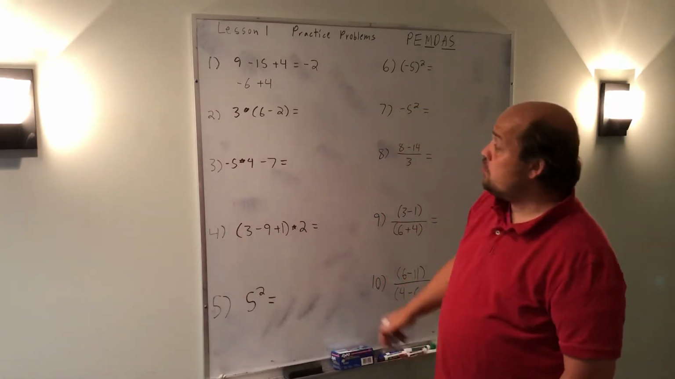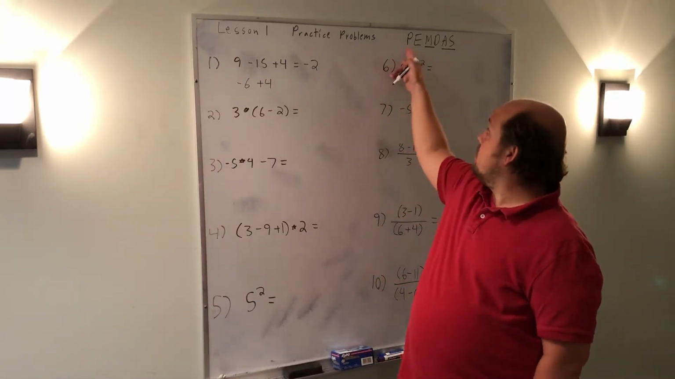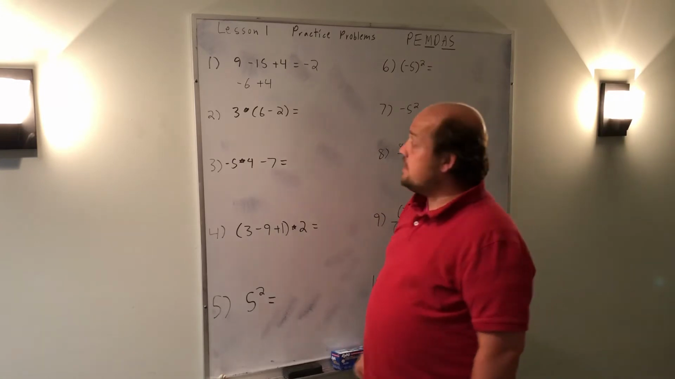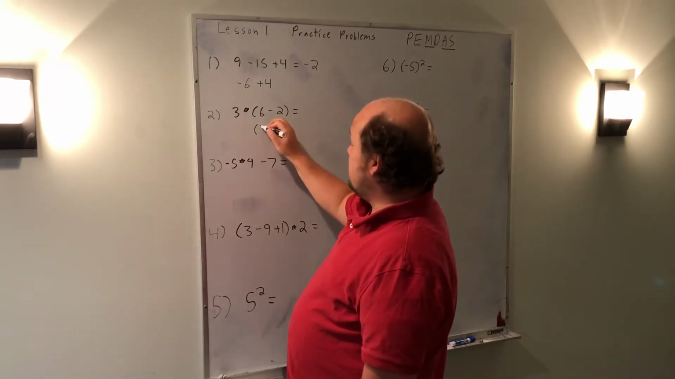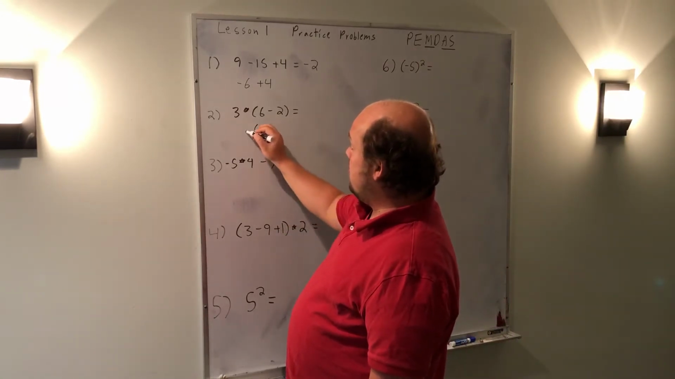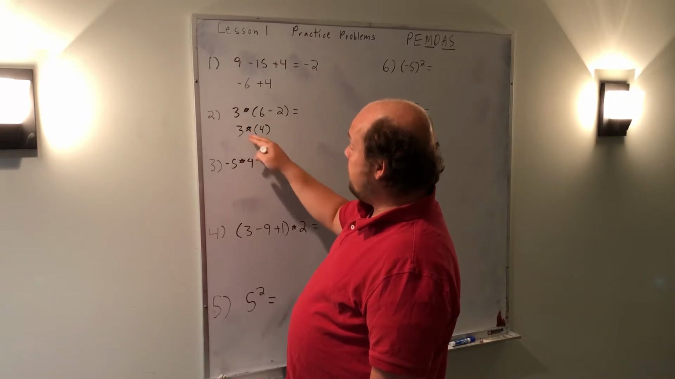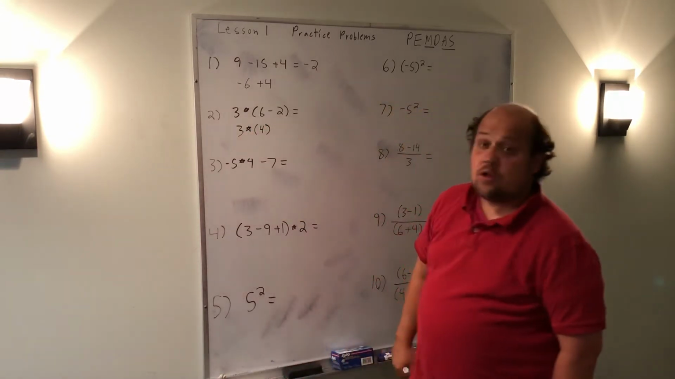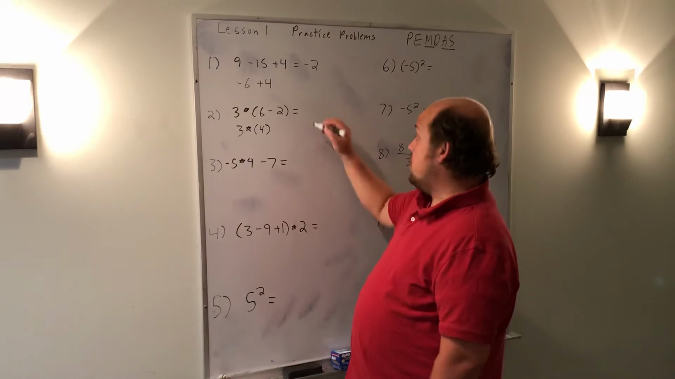In problem 2, we need to start with the parentheses. So when we resolve what's happening inside the parentheses, 6 minus 2 gives me 4. Now I can deal with the other operation, which is multiplication. When I do 3 times 4, I get 12.